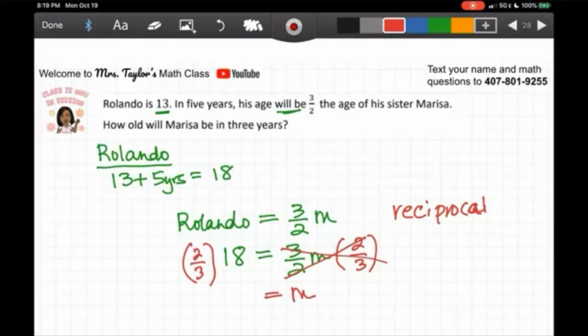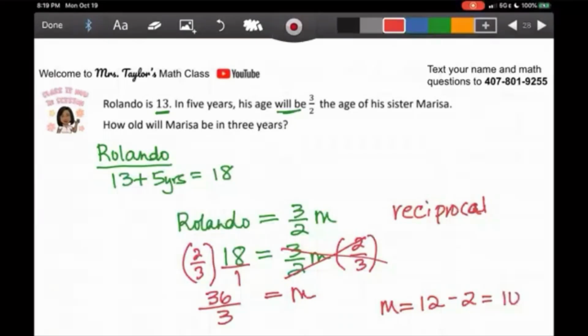And then let's actually do the math here. So 2 times 18 is 36, and 3 times 1 is 3. 36 divided by 3 is going to get you 12. So in 5 years, Marissa's going to be 12. But they want to know in 3 years, so we just have to subtract 2 years from that, and Marissa's going to be 10. So in 3 years, she's going to be 10 years old. And that's the answer.